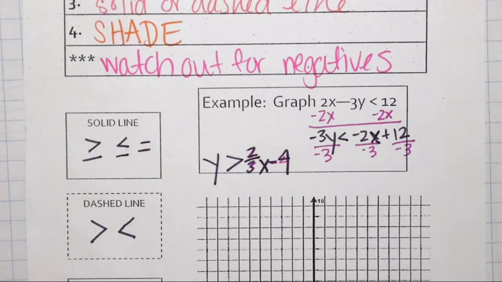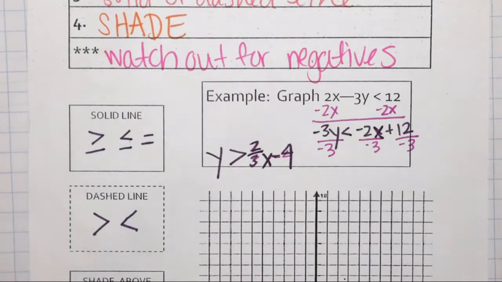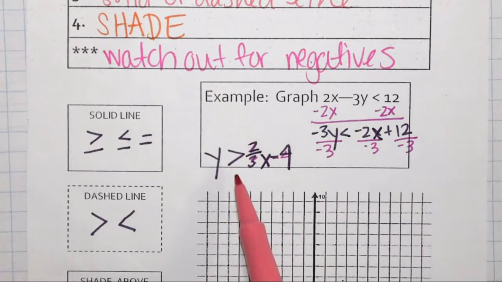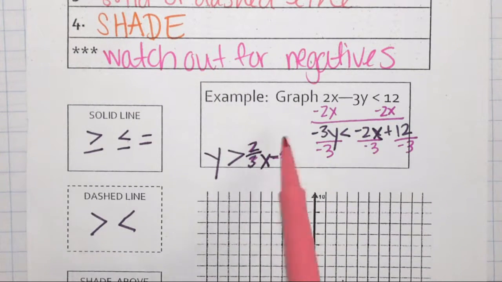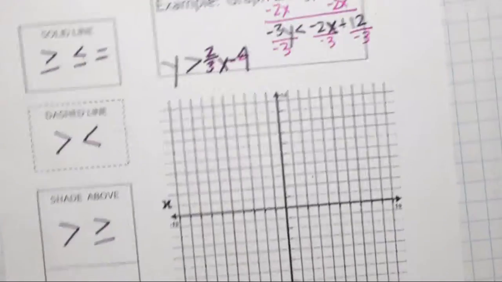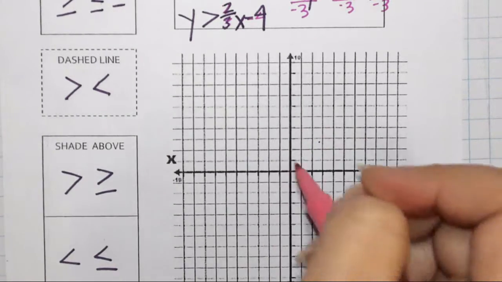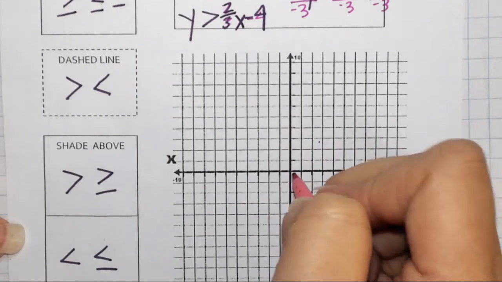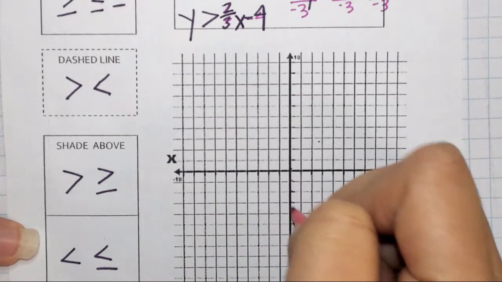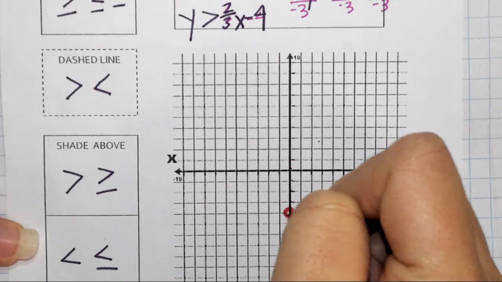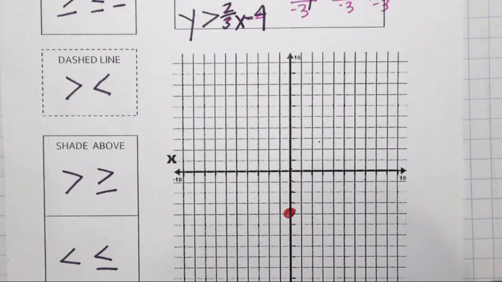Alright, so now we need to graph. We need to plot our points using our slope and y-intercept. So do we plot our slope first or our y-intercept first? Y-intercept. Okay, what is our y-intercept? Do we go up 4, down 4, left 4, right 4? Down 4. 1, 2, 3, 4, put a dot. Do not connect your dots until I tell you. Does everybody understand?